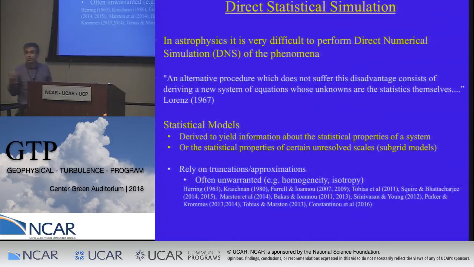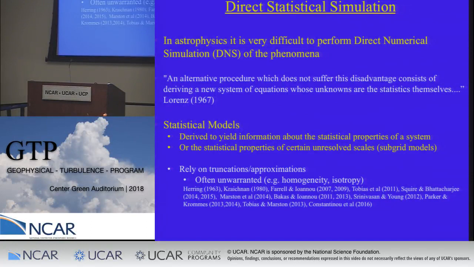So why might you be interested in simulating the statistics? Well, in astrophysics, it's very difficult to do direct numerical simulation of all scales. And so this quote from Lorenz: an alternative procedure which does not suffer this disadvantage. The disadvantage Lorenz was talking about is that the data you get from DNS looks essentially the same as the data you get from observations. Now, I think that would be an unfair criticism of astrophysical DNS, because we have essentially zero observations in astrophysics, but still.